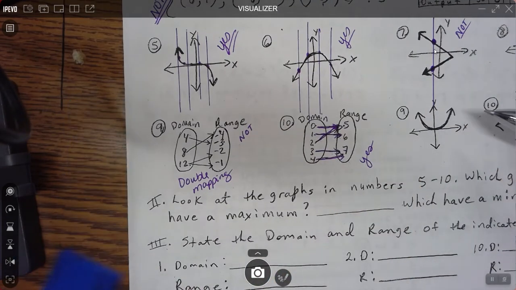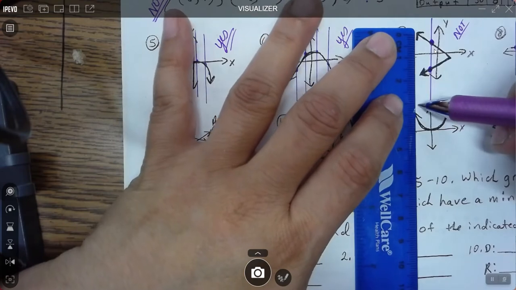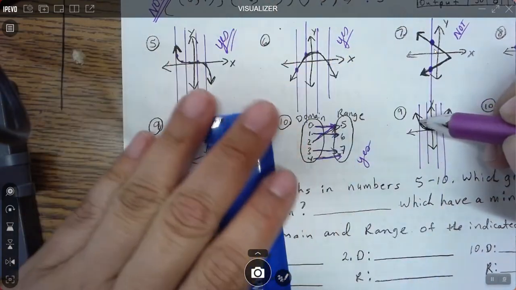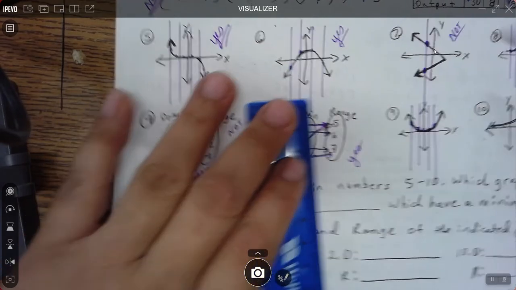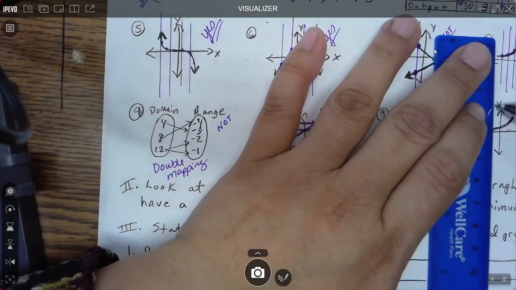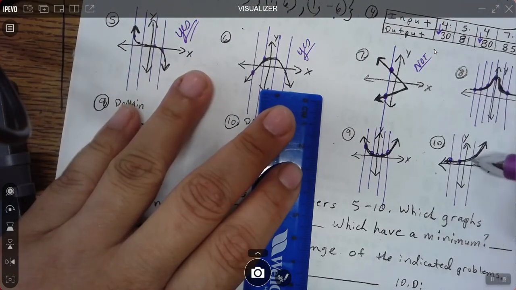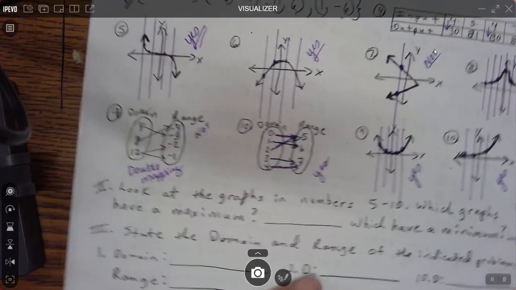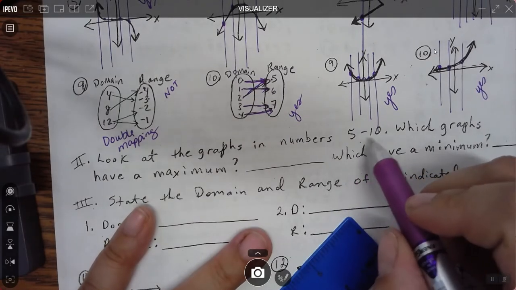All right, this is a graph. So then you use the vertical line test for this one, right? As you can see, your vertical lines are only touching the graph once, the function once. Same thing here. Okay. So then yes and yes. All right, so look at the graphs in numbers 5 through 10.